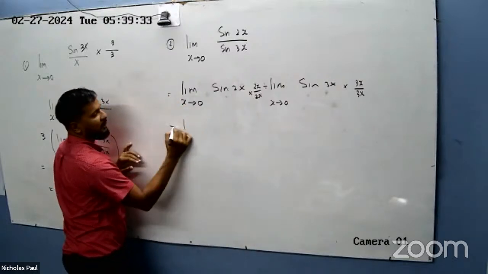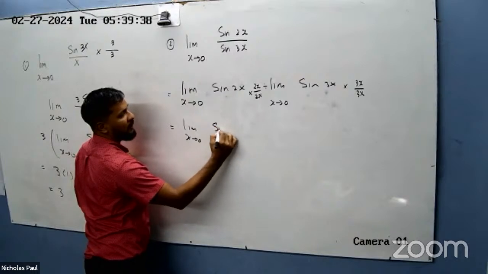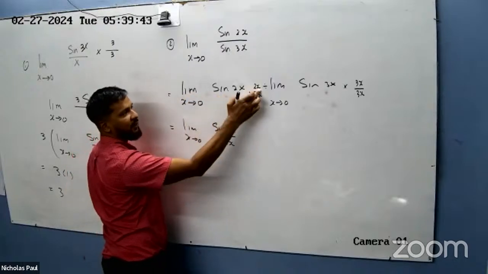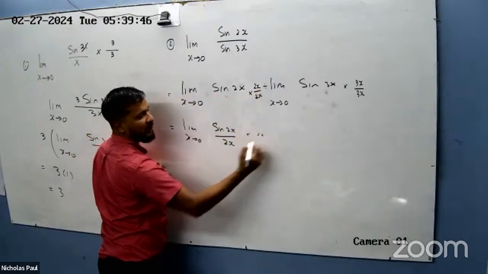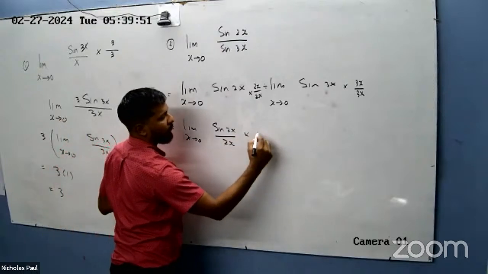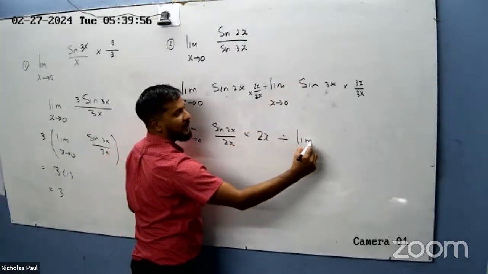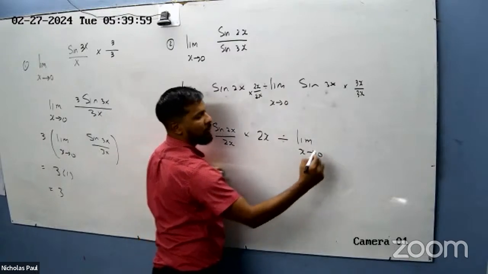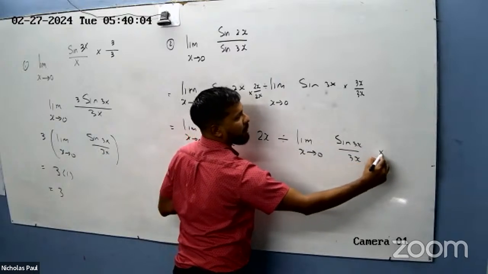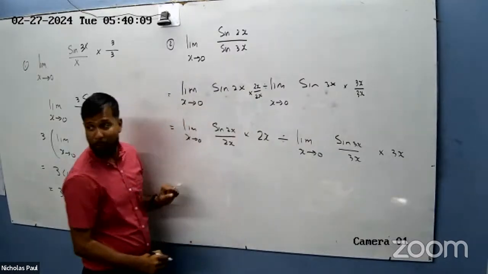So this will be the limit as x approaches 0 of sine 2x over 2x. Remember, it's the limit of this by this, right? So I put in multiply by 2x. Is that okay with that? Divided by, I'm doing the same thing here. The limit as x approaches 0 of sine 3x on 3x multiplied by 3x. Everybody okay with that? Right?